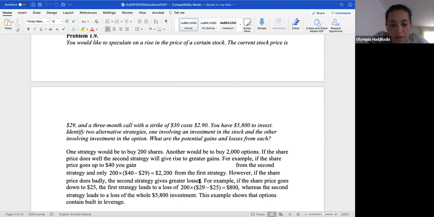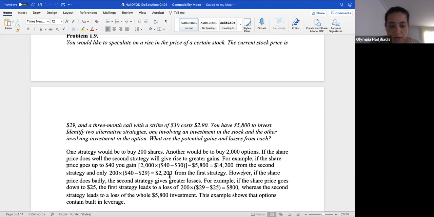If the share price does well, the second strategy will give rise to greater gains. For example, if the share price goes up to $40, you gain 2,000 times 40 minus 30, minus 5,800, which is $14,200 from the second strategy, and only 200 times the difference in the price, which is 40 minus $29, which is $2,200 from the first strategy.